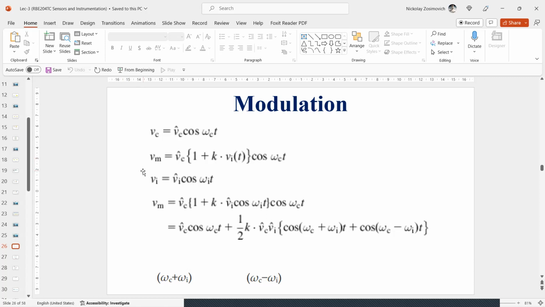This expression shows that this modulated signal has three frequency components. One with the carrier frequency, omega C. One with a frequency equal to the sum of the carrier frequency and the input frequency, which we call omega C plus omega I. And one with the difference between these two frequencies, omega C minus omega I. Okay, so we can transform our second equation into this larger equation.